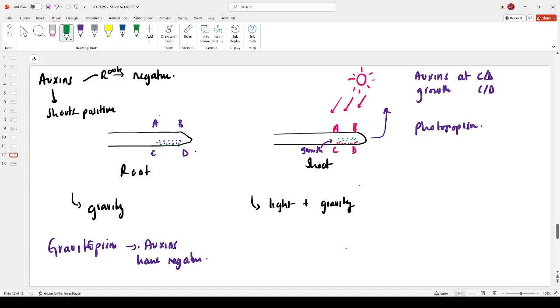Which side grows more? Is it A, B, C, or D? Good. This side grows more. And then it grows downwards. Okay, so we said for geotropism, auxins have a negative response.